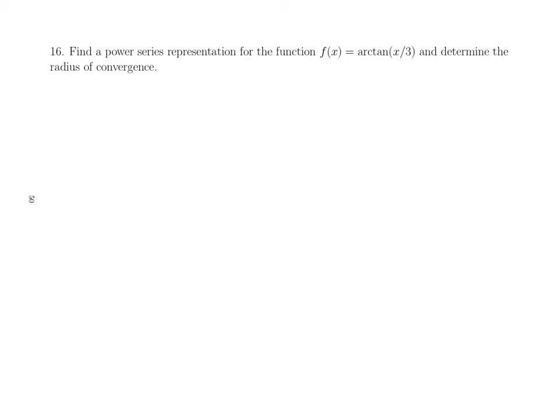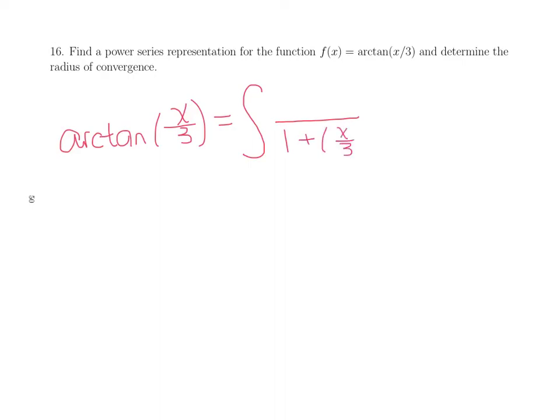So the thing is to think about, what is arctangent of x over 3 close to that looks like 1 over 1 minus x? Because remember, that's the only power series representation that I have. So what is this close to? I'm pretty sure it's just the integral of 1 over 1 plus x over 3, that quantity squared. Right? If I integrate that, that would be arctangent of x over 3.